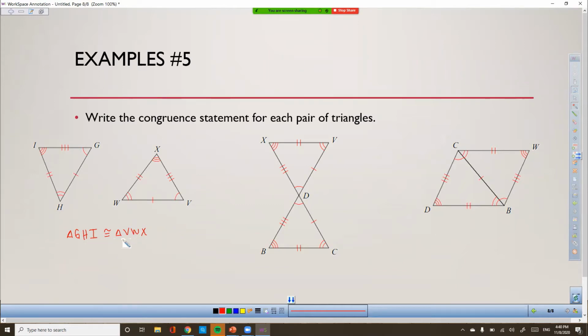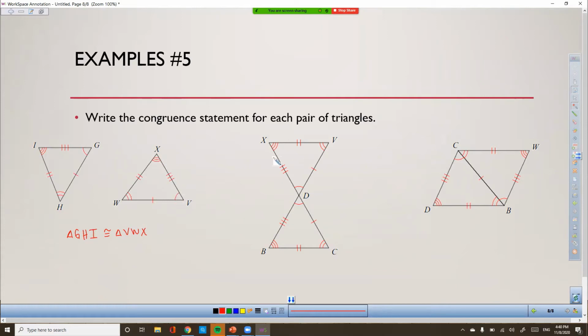And again, this will even tell me the congruent sides. As you can see here, side GH is congruent to side VW, one tick mark, one tick mark. The second side, HI, with two tick marks, is congruent to side WX with two tick marks. And the last one, side GI with three tick marks, is going to be congruent to side VX, which is the one with three tick marks.